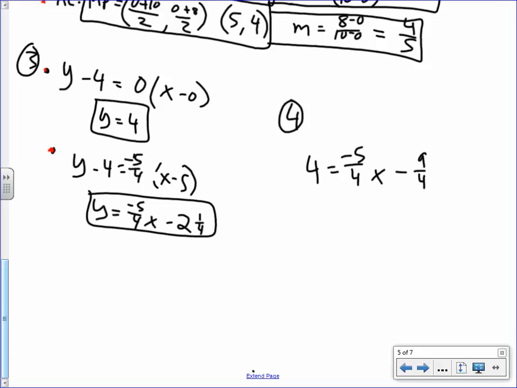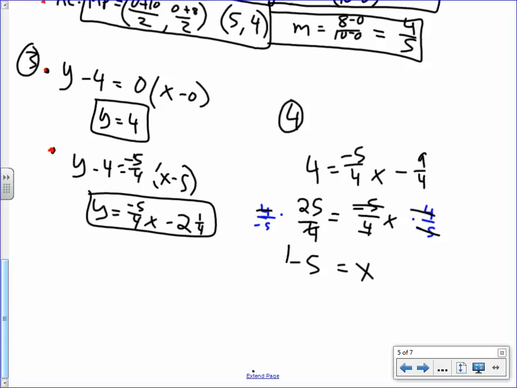Because they're in fourths. So then we add 9/4 to both sides. So we have 16/4 plus 9/4. We have 25/4 equals negative 5/4 x. And do the inverse operation, which I'm going to do the reciprocal here. Multiply both sides by 4 over negative 5. Cancel this out. You get x is equal to, these will cancel out, negative 5.